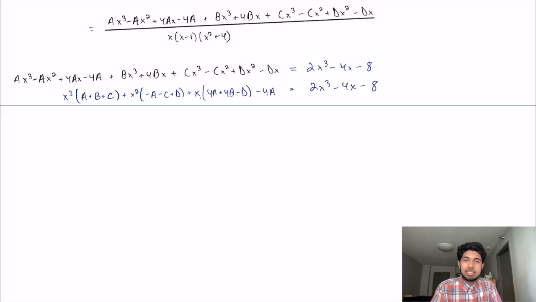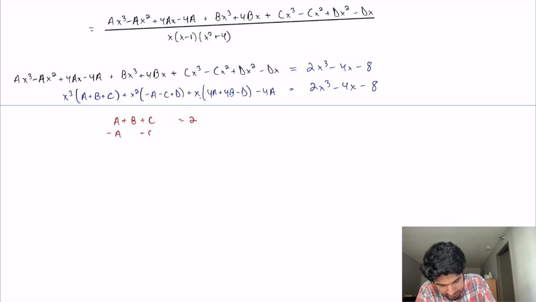And as we've seen, this induces a system of equations. So we can find those by looking at the terms of the left-hand side, comparing them to that of the right-hand side. So our x cubed term on the left-hand side has coefficient a plus b plus c, which on the right-hand side tells us should be equal to 2. So we get a plus b plus c equals 2. Notice on the right-hand side there's no x squared term, which means that on the left-hand side the coefficient should be equal to 0. Therefore, minus a minus c plus d equals 0.